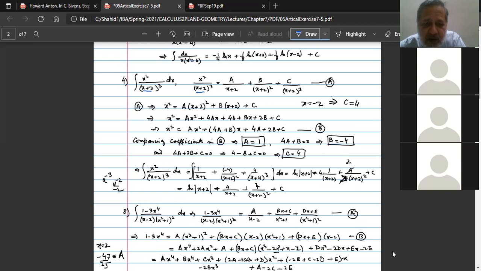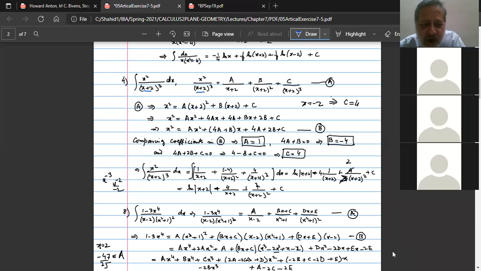Then there are 3 constant terms, one coming from here, 4a, one coming from here, 2b, and one coming from here. So we have 3 terms of constant. On the left-hand side, we have only x squared. A process comparing coefficients, I hope you are familiar with that.